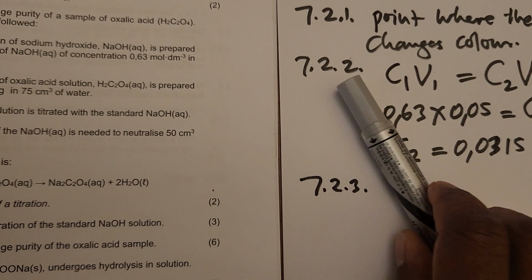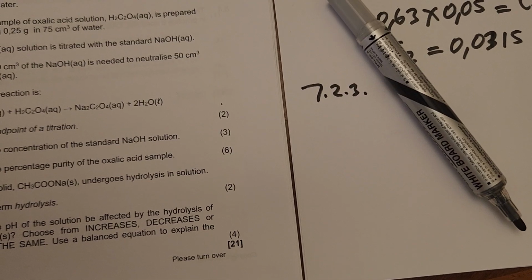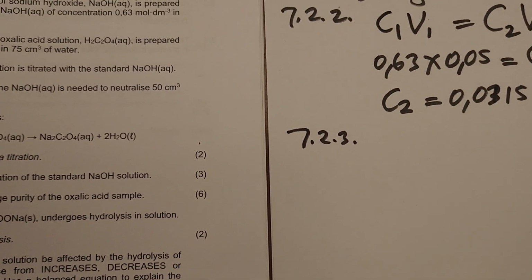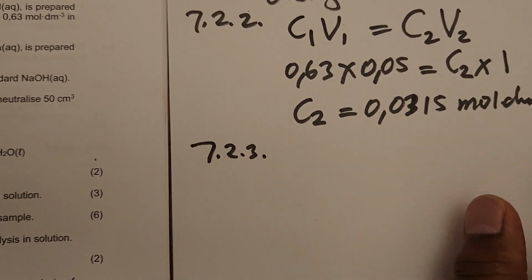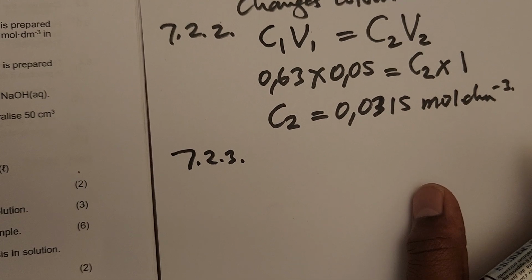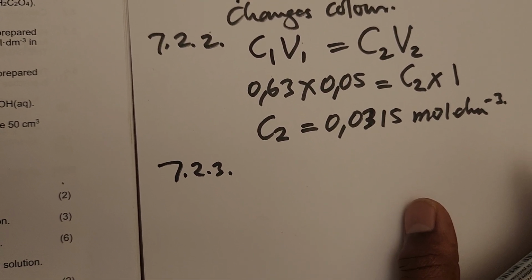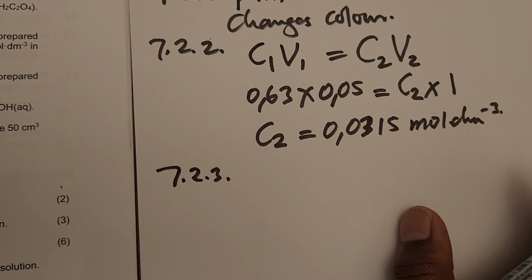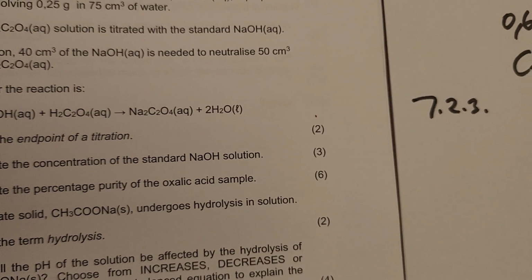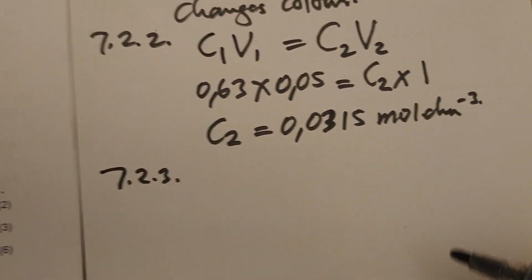7.2.3 they say to us calculate the percentage purity. Now the percentage purity in this case of oxalic acid. Now where do we start? We have to calculate the number of mole of the sodium hydroxide that was involved in the titration. We are given the volume and concentration there. So the volume is 40 from this concentration.